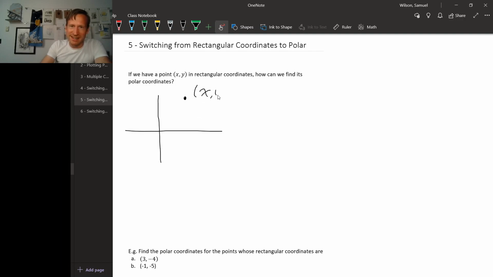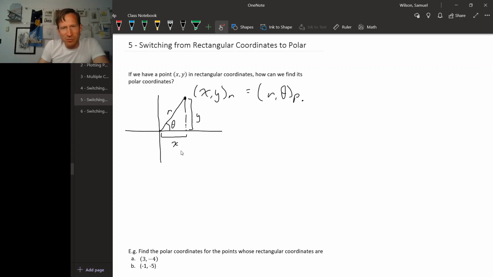So this point is x comma y in rectangular coordinates, and we're going to imagine that we know x and y and we want to find r and theta. So let's draw a diagram that shows us all of these quantities. x is the horizontal position, y is the vertical position, r is the distance from the origin, although r could be negative, depending on how you set up your angle, and theta is this angle here. Okay, so we want to find polar coordinates r comma theta for this point.